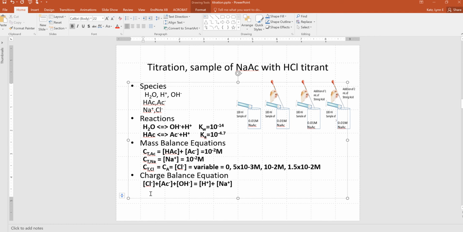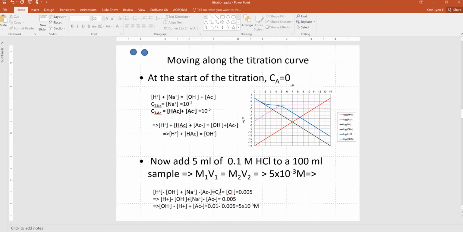Again, the charge balance is chloride plus acetate ion plus hydroxide equal to hydrogen ion concentration plus the sodium ion concentration. And again, the units of the charge balance are equivalents of charge per liter. Okay. So at the start of the titration, there's no Ca, which means there's no chloride, so my charge balance just has the hydrogen ion concentration, the sodium ion concentration, the hydroxide ion concentration, and the acetate ion concentration.